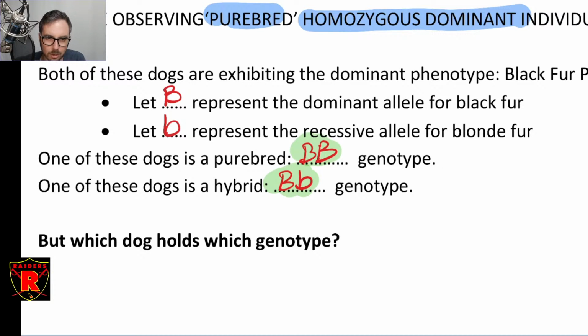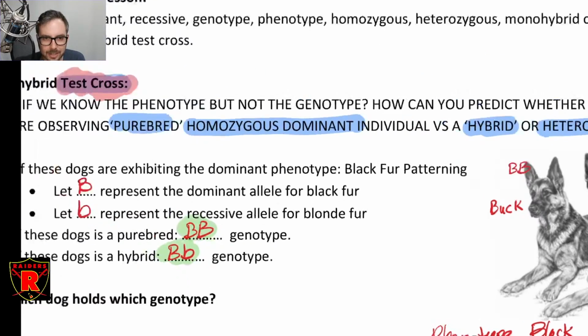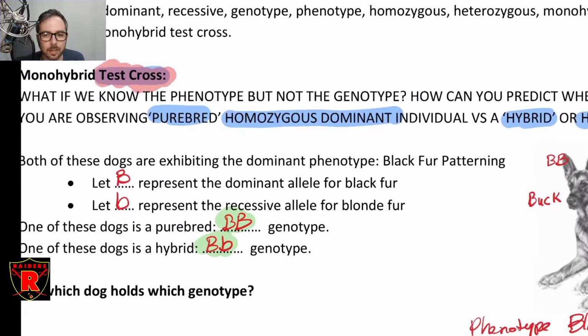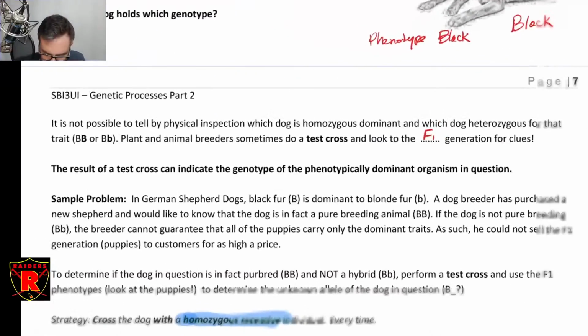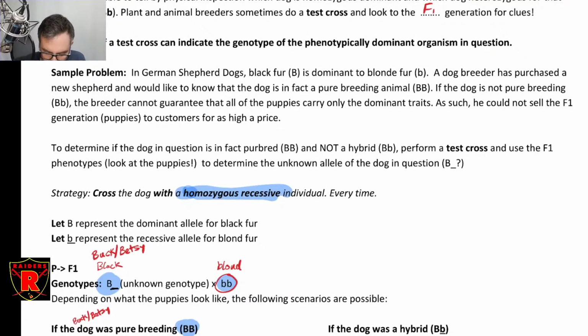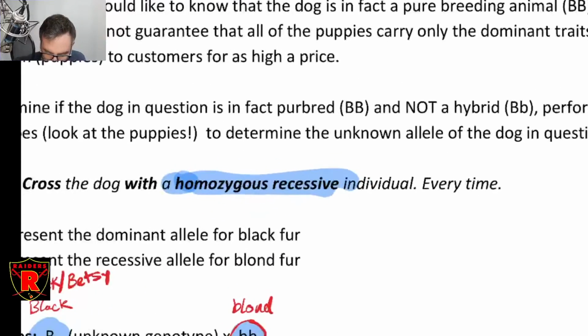And as I mentioned, one of the dogs is a purebred and one of them is not. But which is which? You can't know that from looking at them. So we're going to do a breeding experiment. This breeding experiment is called a test cross, and it's for establishing which one is purebred. So what we do is we take both of these dogs and we mate them with a known homozygous recessive.